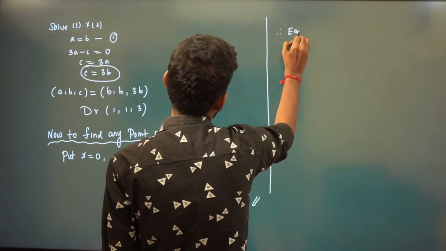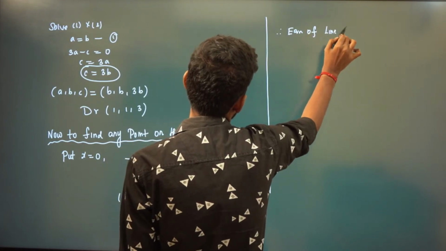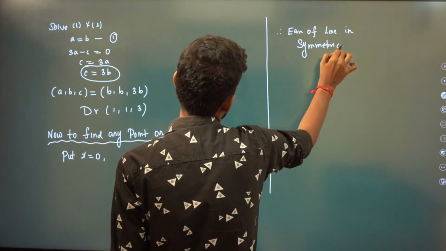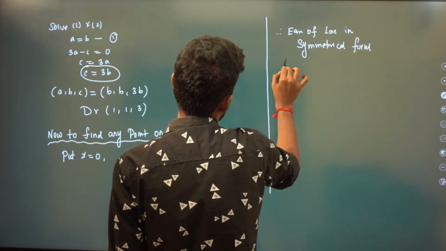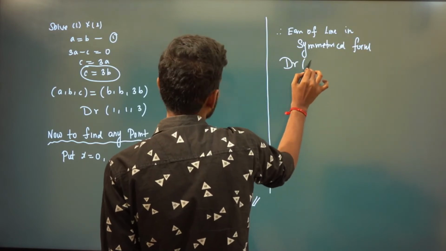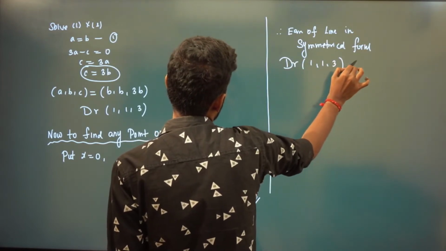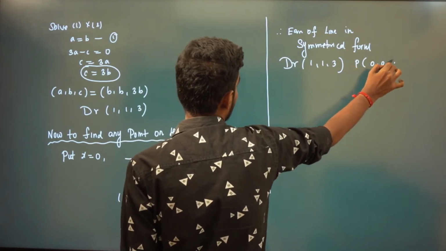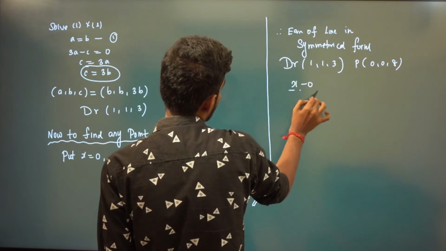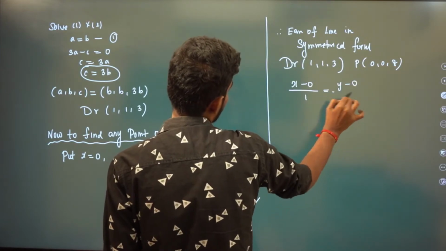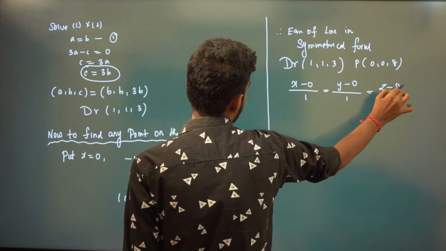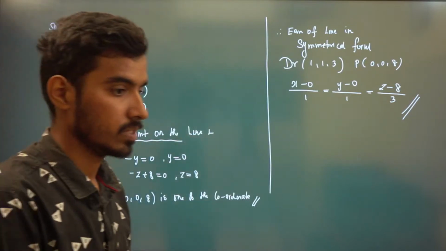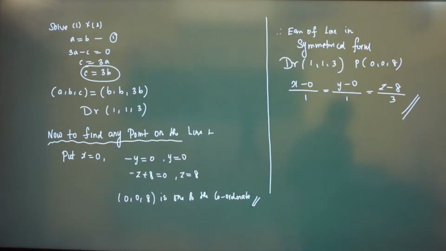Therefore, the equation of the line in symmetrical form: we know the direction ratio, which is 1, 1 and 3, and we know a coordinate which is 0, 0, 8. Therefore, it is (x minus 0) by 1, (y minus 0) by 1, (z minus 8) by 3. This is the equation in symmetrical form. Is it clear? We will do one more problem so that you will have more clarity.